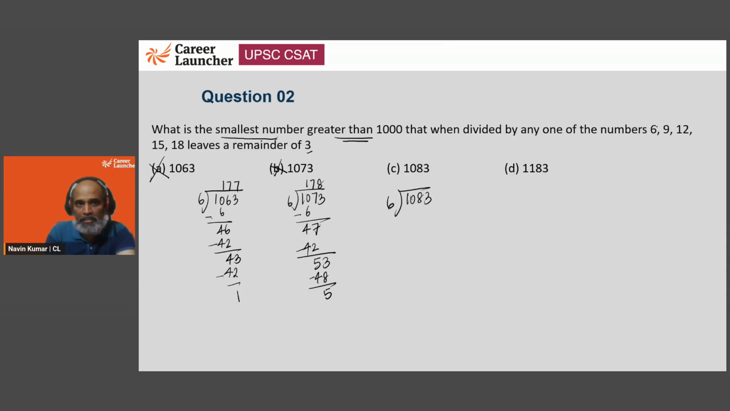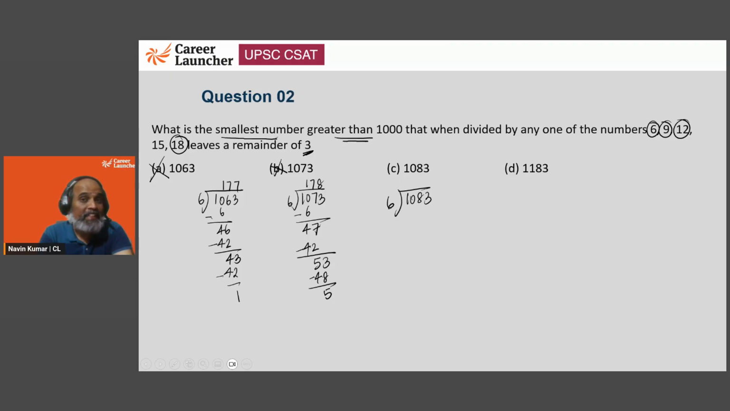Now, the thing is, if we divide a number by 6 or 12 or 9, and if we get a remainder of 3, then with 18 also it will give us a remainder of 3, because 18 is the LCM of 6 and 9 both, right? And if from 12 we get a remainder of 3, that would mean with 6 also we'll get a remainder of 3. So basically we should check for 18, right?